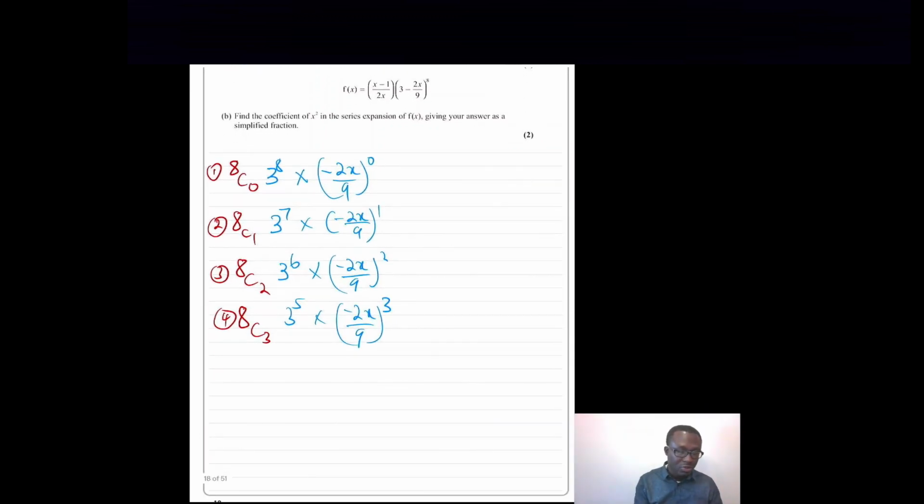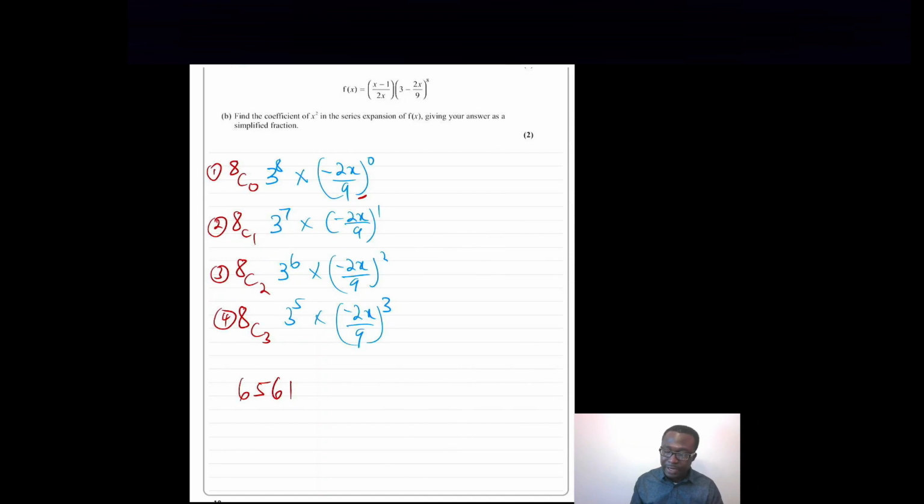The next bit now is to use your calculator to work them out. So 8 combination 0, which you should know is 1, multiplied by 3 to the power 8, which is 6561. And we know any number to the power 0 is 1. So this first part will give us 6561.